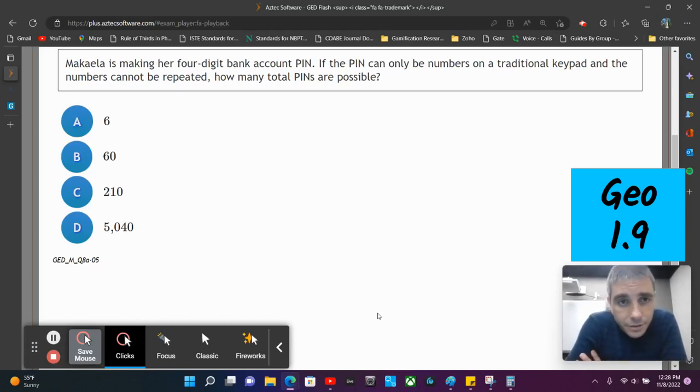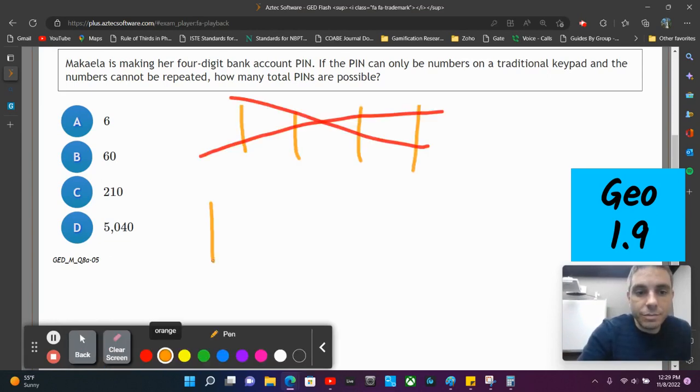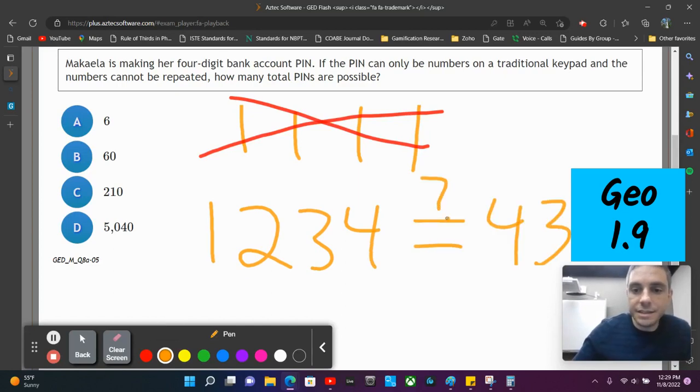Michaela is making her 4-digit bank account PIN. If the PIN can only be numbers on a traditional keypad and the numbers cannot be repeated, how many total PINs are possible? Now, they have given us some good information in this question. I think I have a good idea of what they're going for, but they did leave out an important piece of information. What they didn't tell us is whether the PIN 1, 2, 3, 4 is considered the same set of numbers or a different PIN altogether.